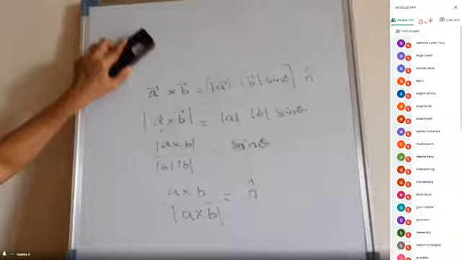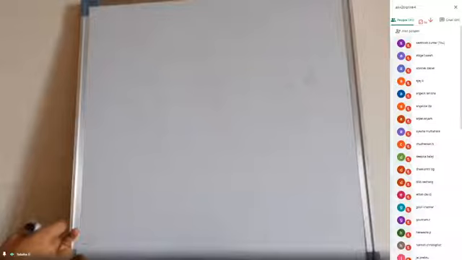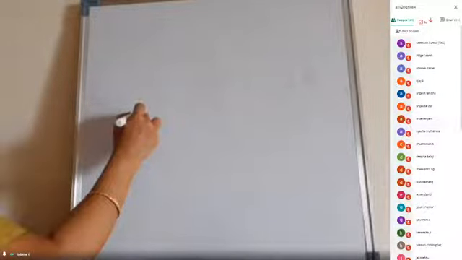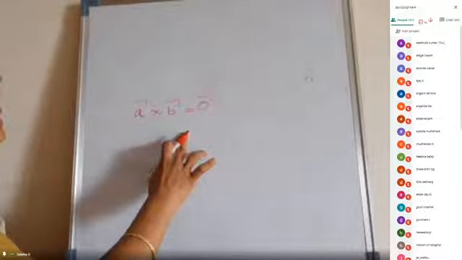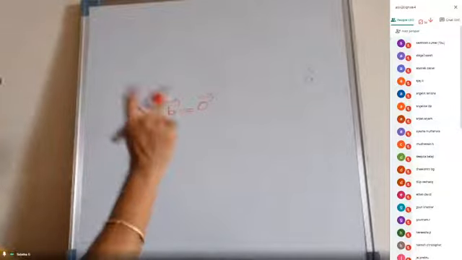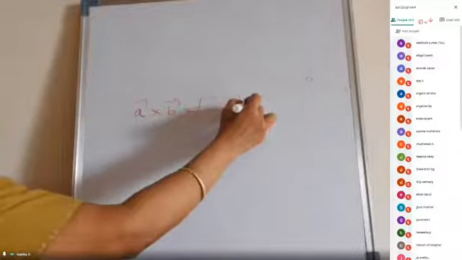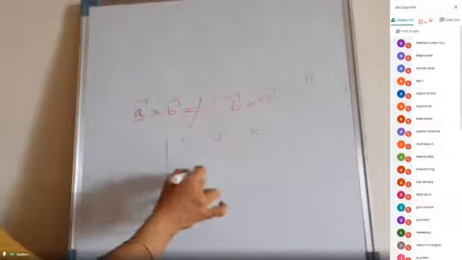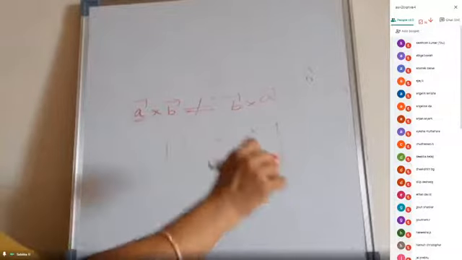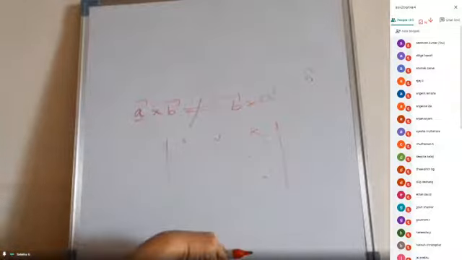Second idea is, put A cross B equal to 0. What's the meaning? A vector 0, or B vector 0, or A parallel to B vector. Another idea: A cross B is not equal to B cross A, because how will you find A cross B? With i, j, k and the components of the first vector and second vector. The value of the determinant will be negative, so they are not equal, so it is not commutative.